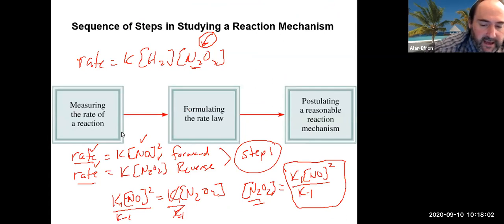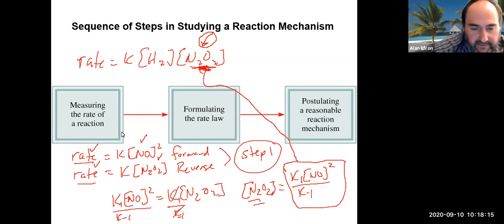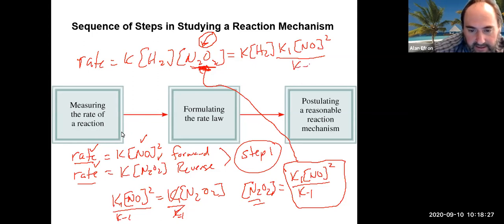So now that we have what N2O2 equals, we're going to take that entire thing that's in the square and put it into our original rate law that we wrote for the second step. If I do that, what I will get is K H2, and I'll just do it in order here, K1 NO squared divided by K to the minus 1. So again, all I did is take that and substitute it into here.